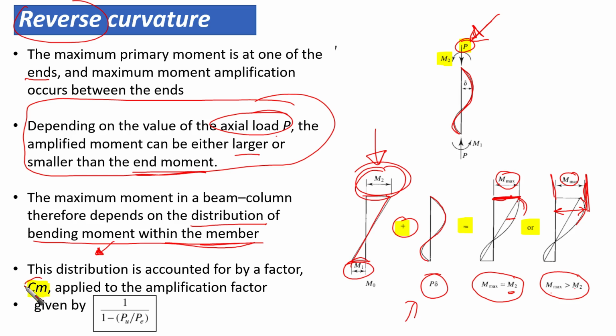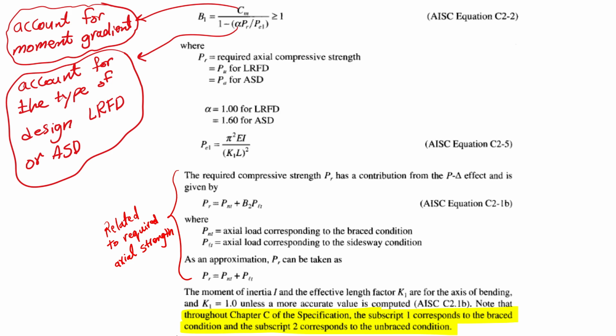This distribution is accounted for by a factor. This factor is going to be called Cm. Okay, and this factor is going to be applied to the amplification factor, given by 1 over 1 minus P ultimate over PE. Do you remember? Ultimate load over Euler load. So we're going to multiply it by Cm. Okay, so this is the case of the reverse curvature.